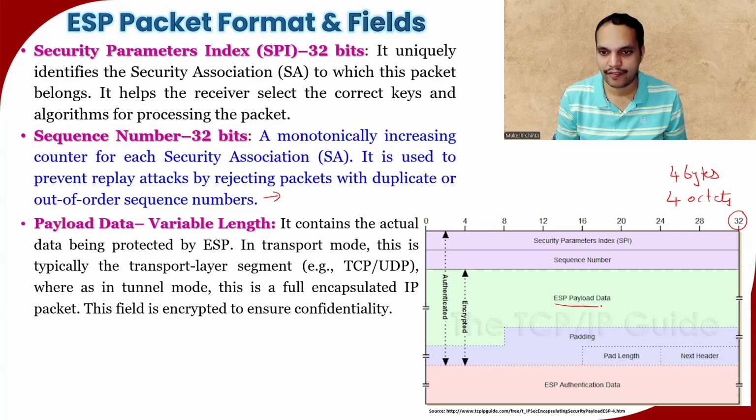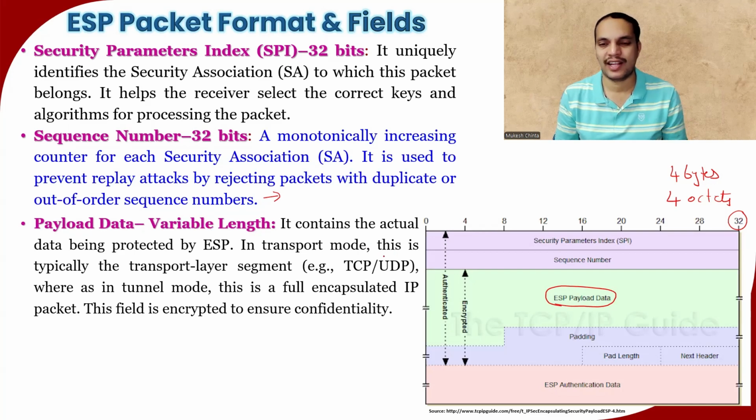Next comes the payload data. This is your payload data field, which can be variable in length. It actually contains the data that is being protected by the ESP. In other words, this is the actual data that the packet is carrying. In transport mode, this payload data typically contains the transport layer segment. Whereas if you are working with ESP in tunnel mode, this is the fully encapsulated IP packet.